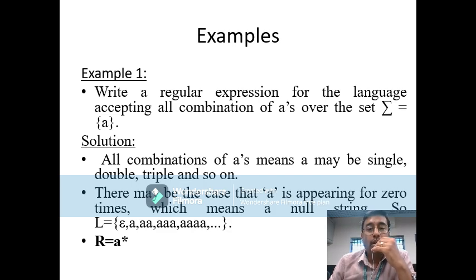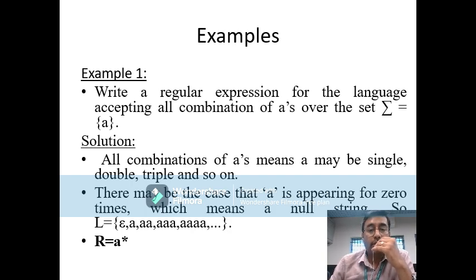Okay, so now we have to construct a regular expression for the language accepting all a's. So all a's means it's like Kleene closure. So a power star: a power 1, a power 2, a power 3, a power 4, a power 5, and so on. So for that, how are we going to construct the regular expression?